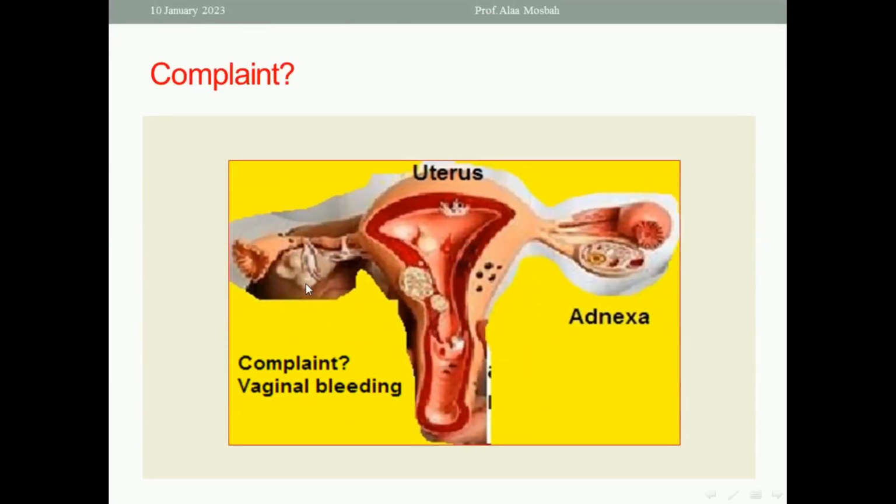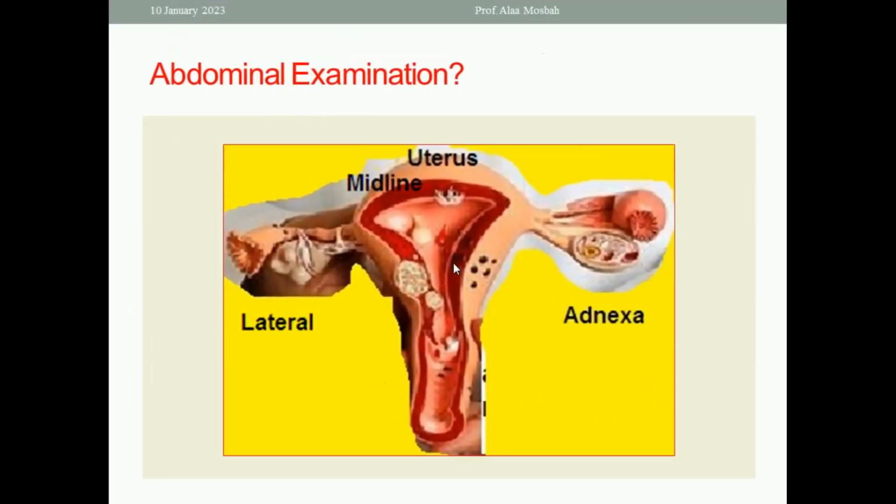What about the complaint? When the patient complains of vaginal bleeding or abnormal uterine bleeding, this is more with uterine mass, not adnexal mass. So as regards the complaint also, this is from history, age and the complaint. What about abdominal examination? The position of the mass. If the mass is in the midline, this is more with uterine mass. If the mass is in the lateral region, in one iliac region, this is adnexal mass.